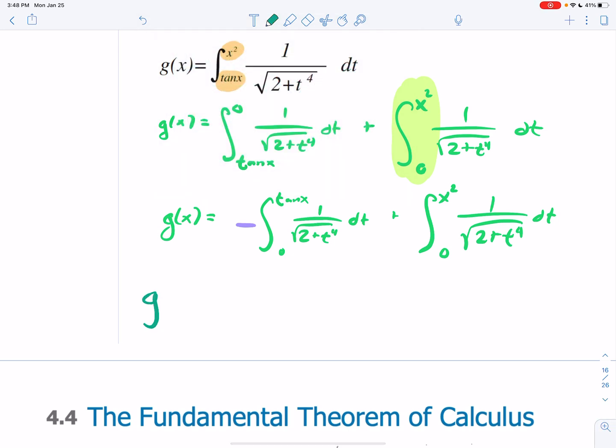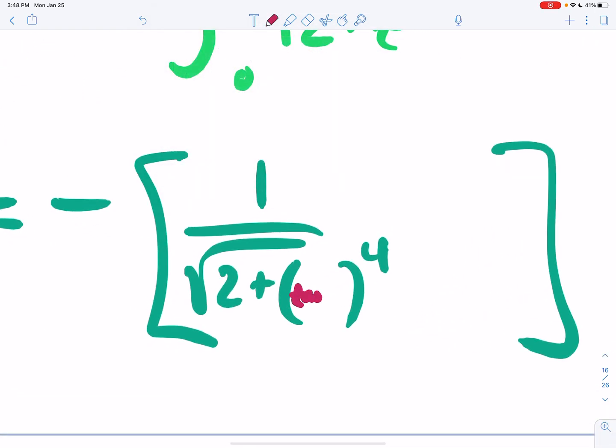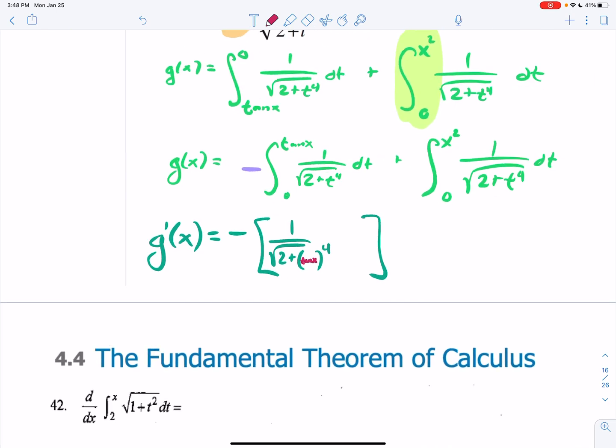Let's do this. G prime of x is equal to negative 1 over the square root of 2 plus, in this case, I'm going to plug in tangent x. Okay. But I also have to consider the chain rule. The derivative of tangent x is secant squared x.